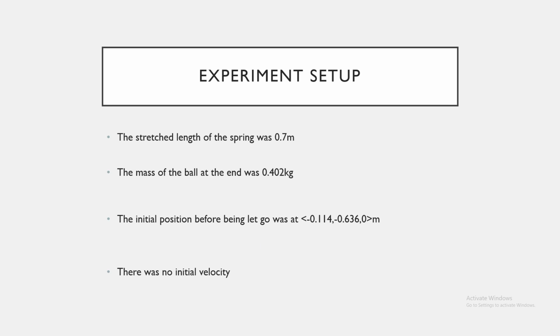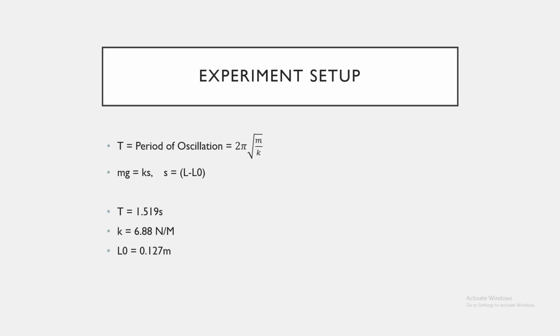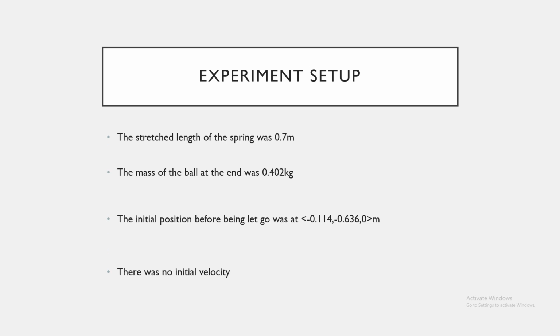For the experiment, we were given that the stretched length of the spring was 0.7 meters, the mass of the ball at the end was 0.42 kilograms, and then using tracker data, the initial position before being let go was at negative 0.114, negative 0.636, 0 meters, and there was no initial velocity.